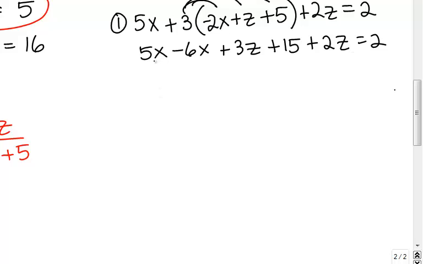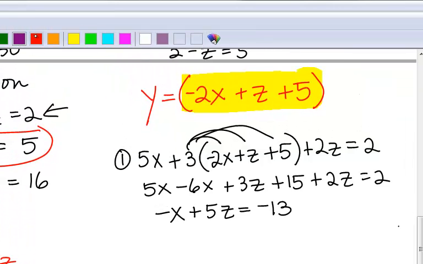Combine like terms. 5x minus 6x would be negative x. 3z plus 2z, 5z, plus 15 equals 2. Get that 15 to the other side. 2 minus 15, negative 13. Okay, what equation is this? This is the new equation number. This is number 4. Because we're down to 2 variables there, right? And I subbed it into equation 1.